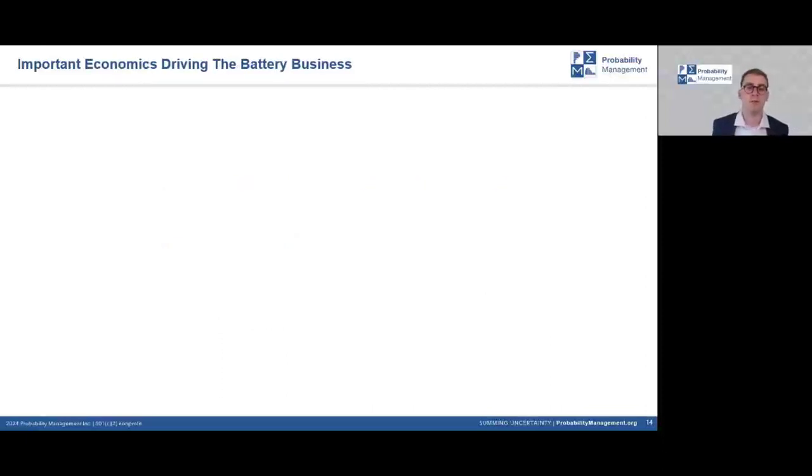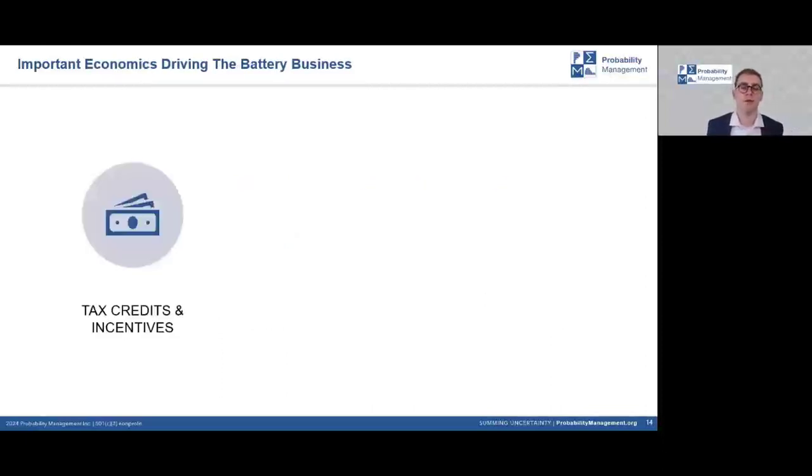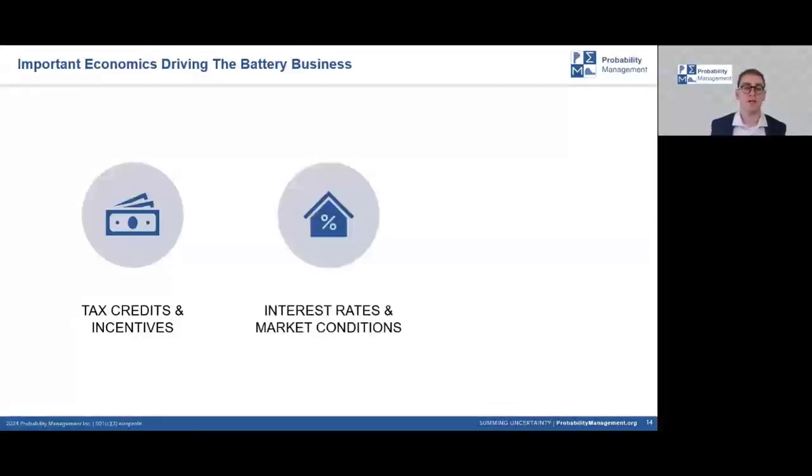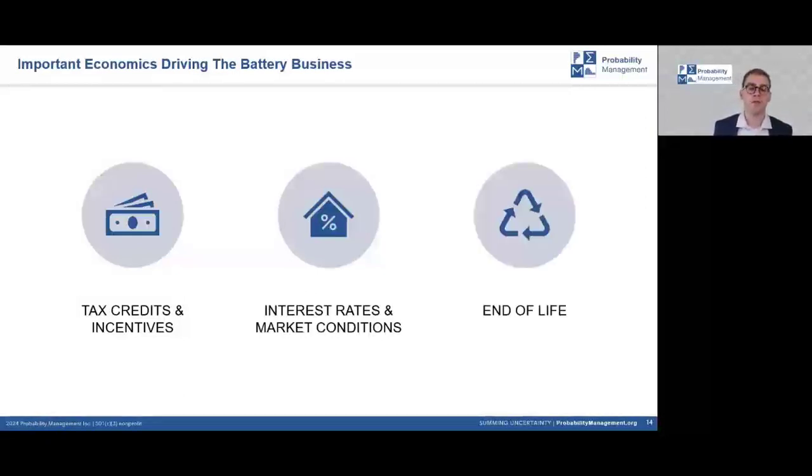Now let's talk about some economic parameters. First, we have the tax credits and incentives. Next, we have different interest rates and market conditions. And lastly, only a few consider the end of life of these batteries. It doesn't matter if these batteries will be useless in 10 years or 20 years. In the end, they need to be removed, and this process is very costly.